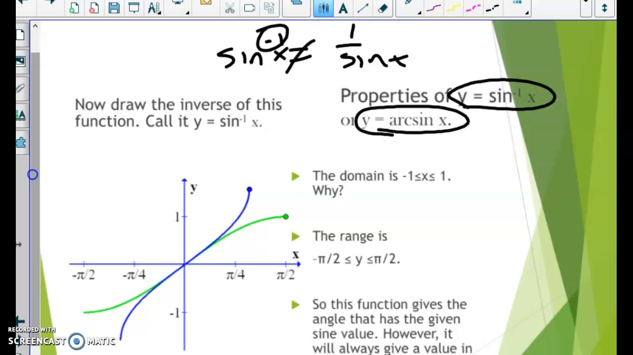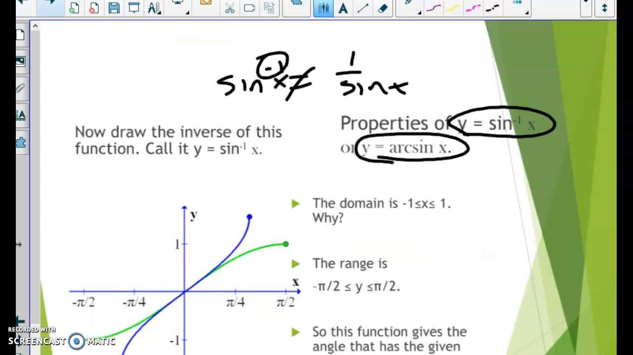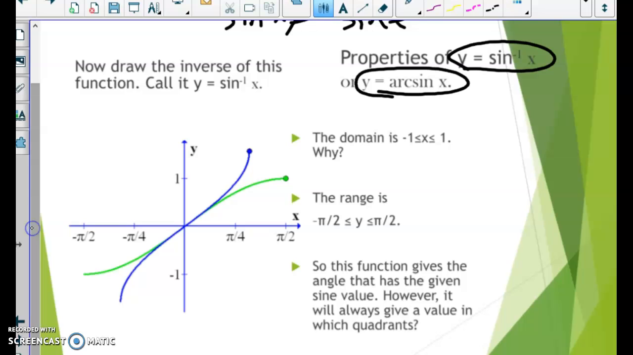Our domain now is -1 to 1. Why? Well, if you recall when we did the restrictions over here, our domain was from here to here, and our range was from here to there. Well, what happens when we find an inverse is the domain becomes the range, and the range becomes the domain. So they just switch when you do the inverse. So our range becomes -pi over 2 to pi over 2, and our domain is -1 to 1.